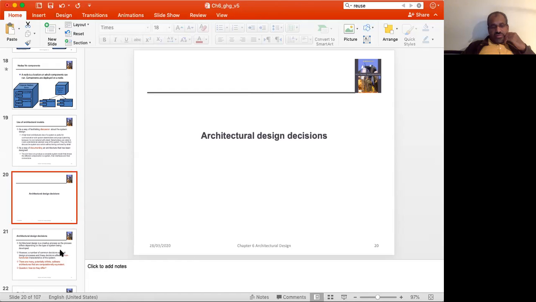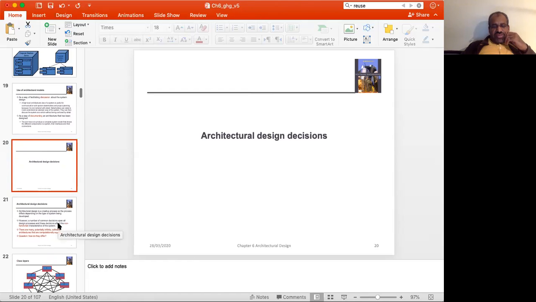Architectural design decisions. What sort of architectural design decisions do you need to make, and which architectural representations and models would help you?